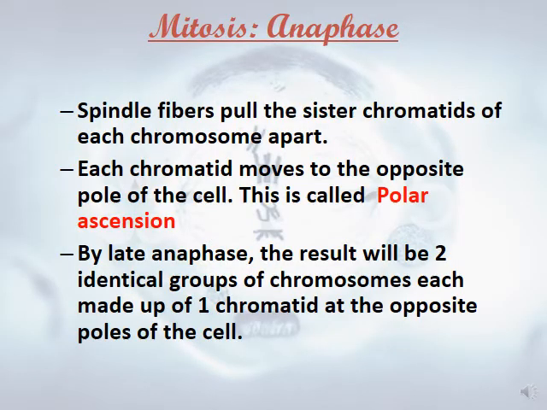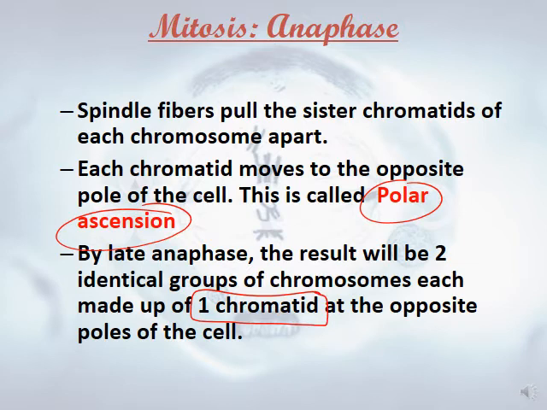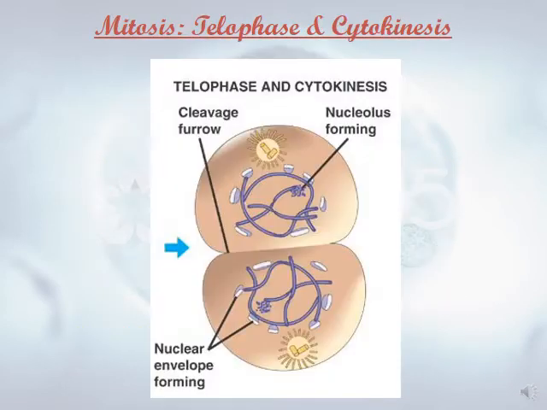So the events of anaphase: the spindle fibers pull the sister chromatids of each chromosome apart. Each chromatid moves to the opposite pole of the cell. This is called polar ascension. And by late anaphase, the result will be two identical groups of chromosomes, each made up of one chromatid at the opposite pole of the cell.